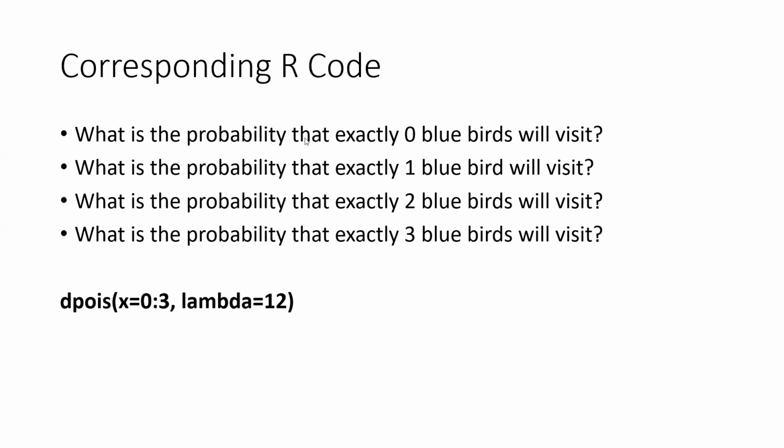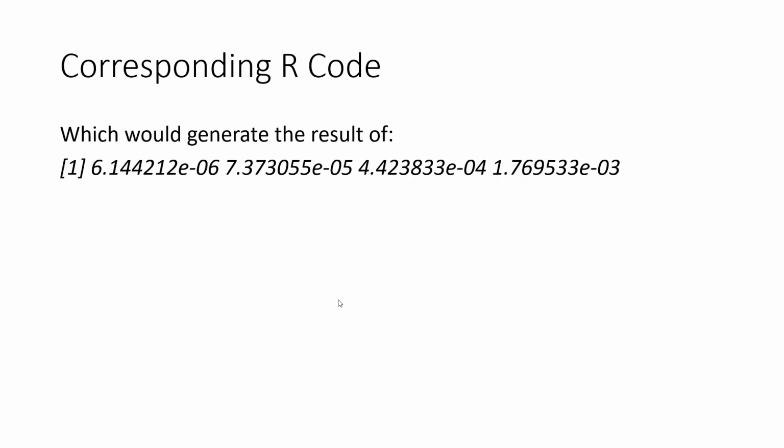So what is the probability that exactly 0 bluebirds will visit? What is the probability that exactly 1 bluebird will visit? Exactly 2? Exactly 3? So we want to determine the probability of each of these events occurring. In this case, we're going to use this function here, dpois, x equals 0 to 3, lambda equals 12. And if you enter that into R and execute that code, this is your output.